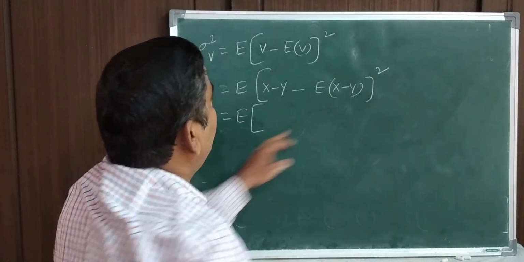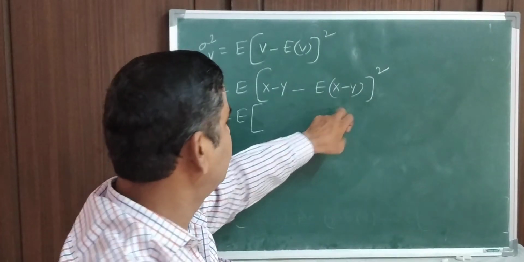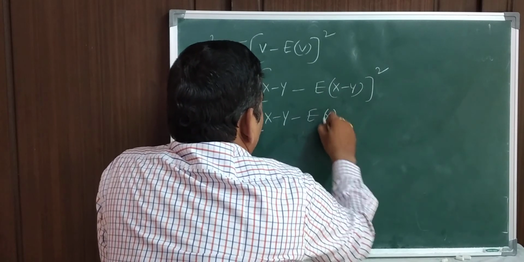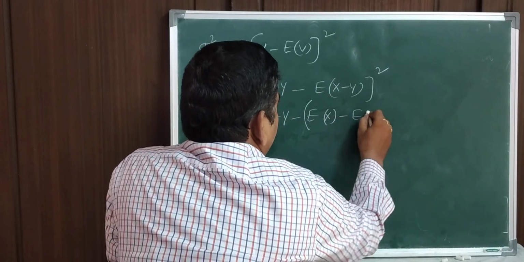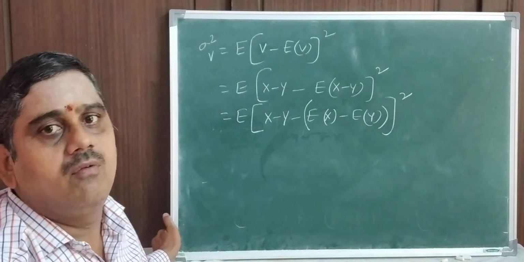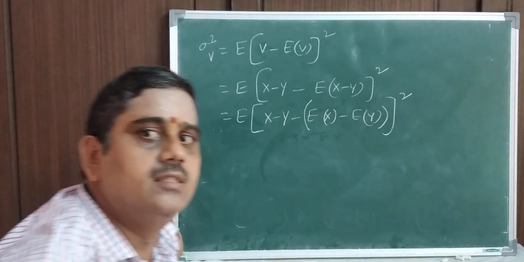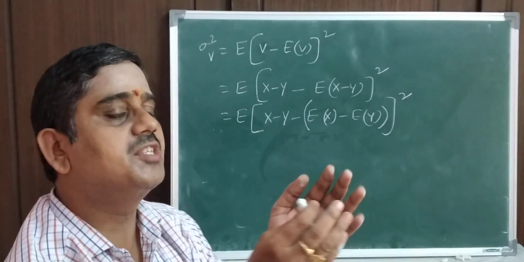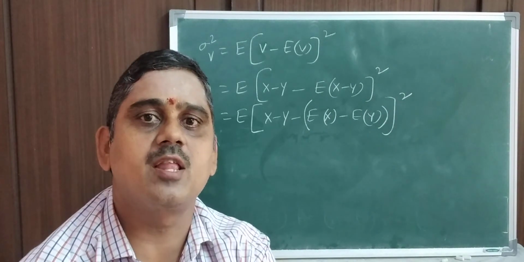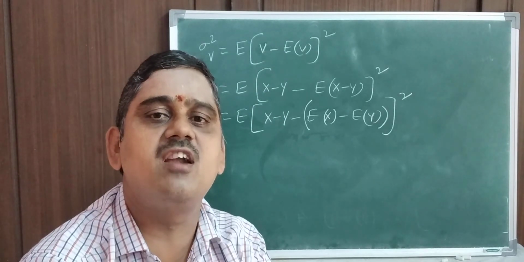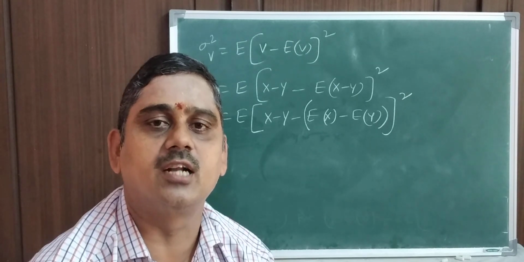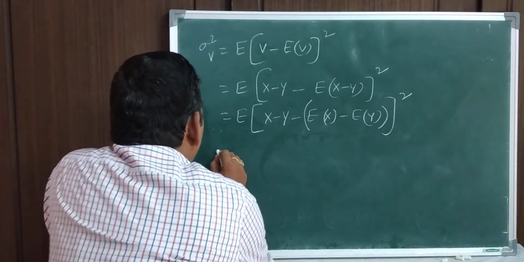So this is equivalent to the expectation of... what I do here, first of all, I take expectations for this. Do the expectations: x minus y minus expectation of x minus expectation of y, whole square. Whenever you have expectations, you always keep all the terms of x in one particular term and y in another, so that it will be very easy to identify and convert in terms of the formulas, the variance, covariance, etc. Right?